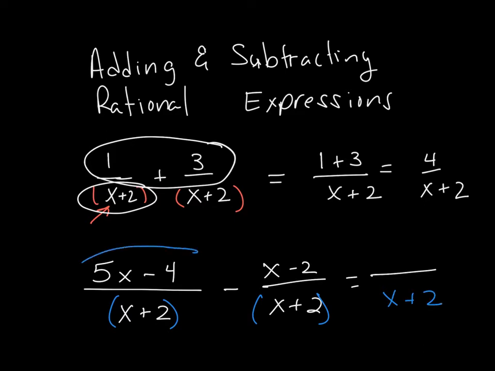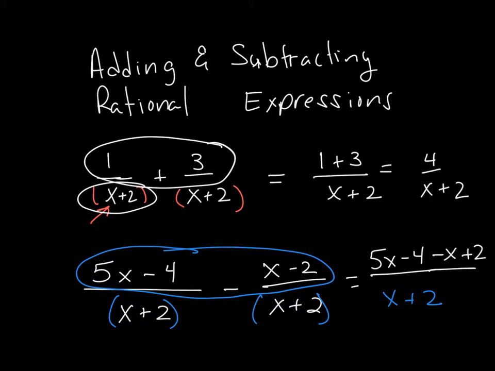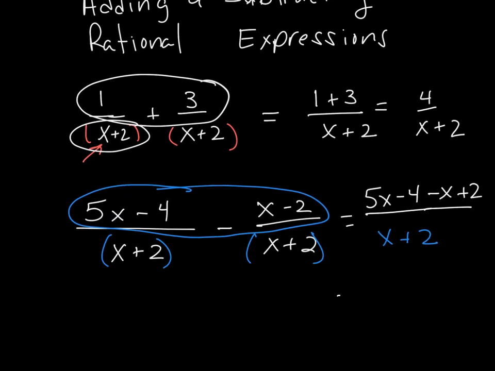Now I combine my entire numerator, and now I'm left with 5x minus 4, but we have to be very careful that we remember to distribute this negative, because that negative is being subtracted from both the x and the negative 2, so that turns into a negative x plus 2. So my final answer for this question will be 4x minus 2 all over x plus 2.